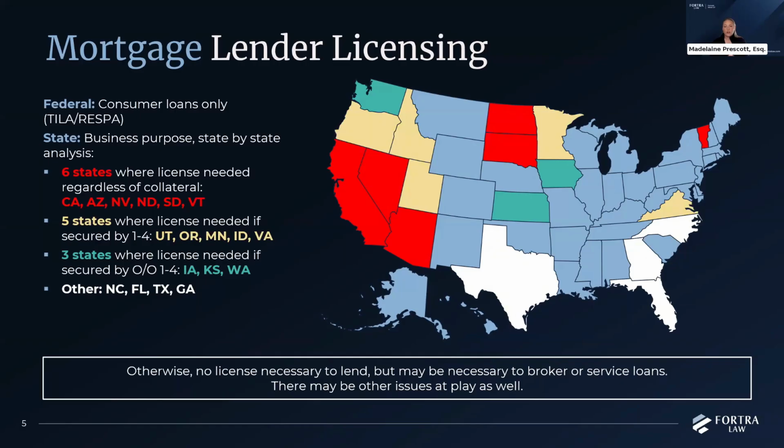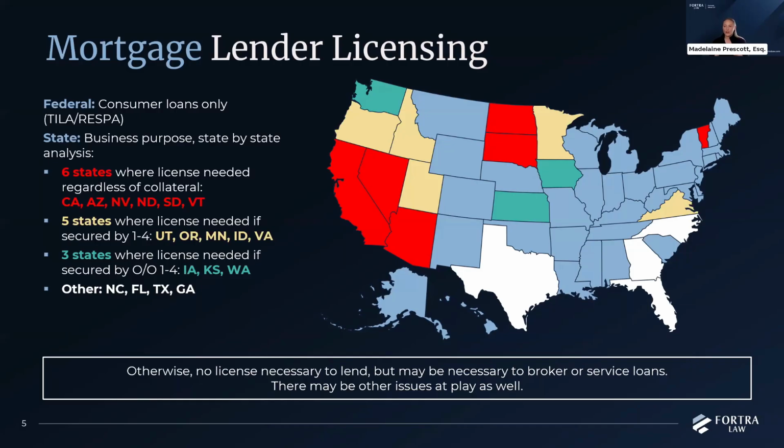The yellow states are 5 states where you're going to need a license if you are lending on a 1 to 4 unit property, like a residential type property. The green states are that, but also it takes one step further where you will need a license if it's an owner occupied 1 to 4 family property. So typically this is a primary residence. Some people think that you can't make business purpose loans on primary residences, and you actually can if it's well documented what the business purpose is, but you will sometimes need a license, as you can see, for those states. So you want to keep that in mind for sure.